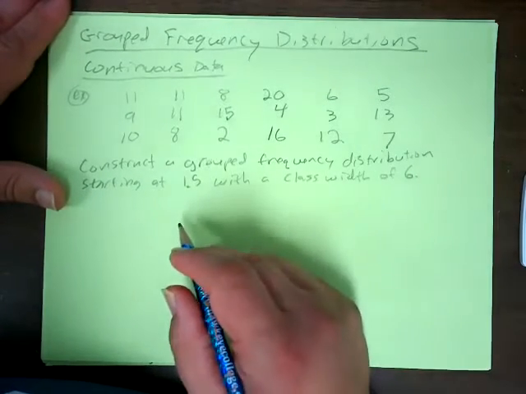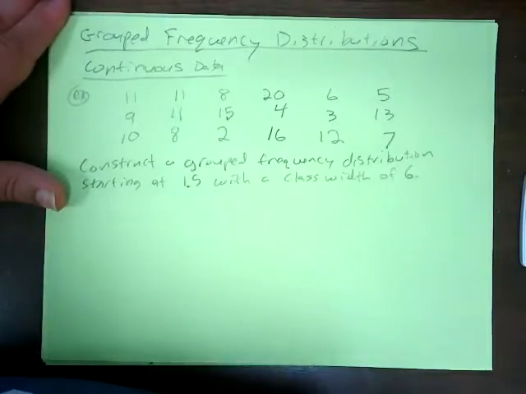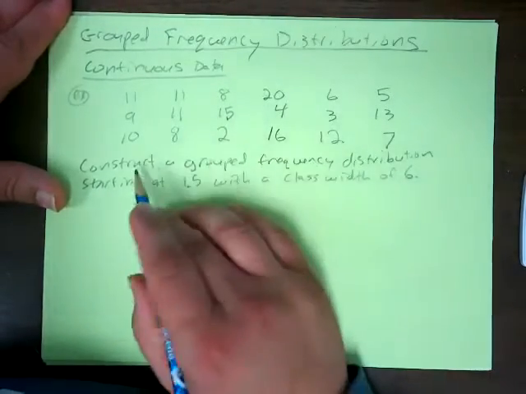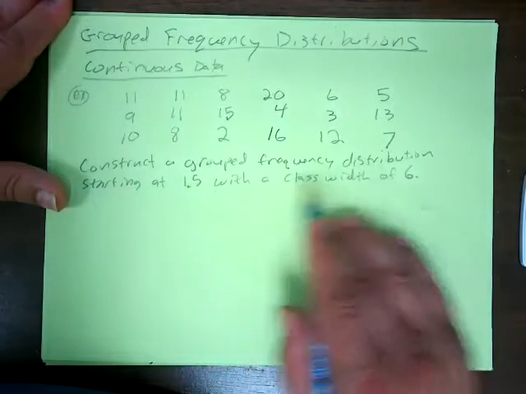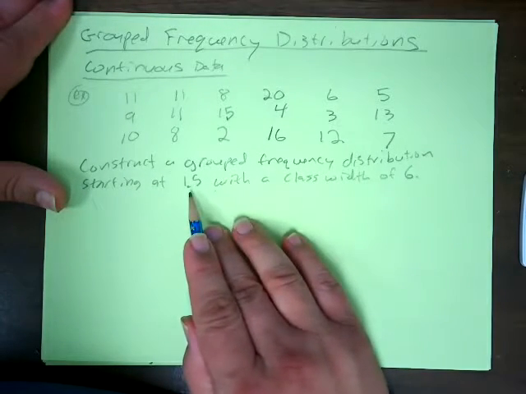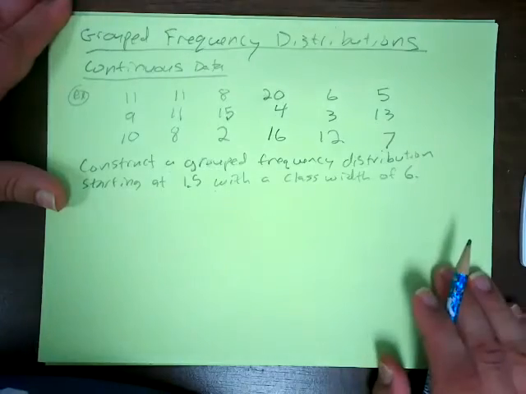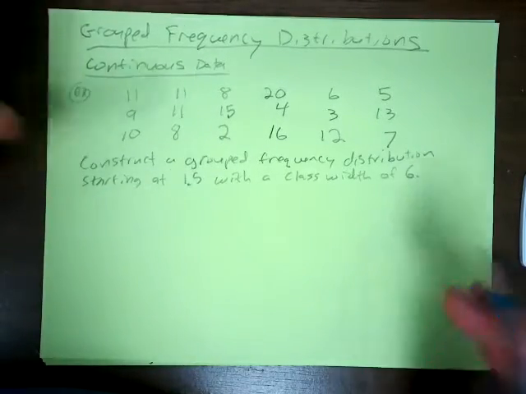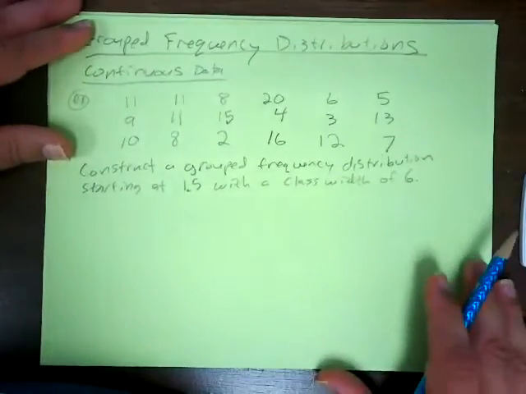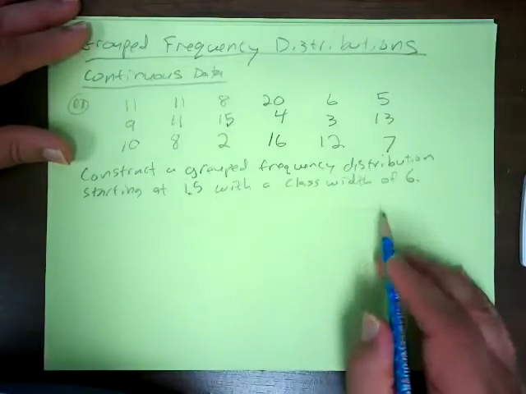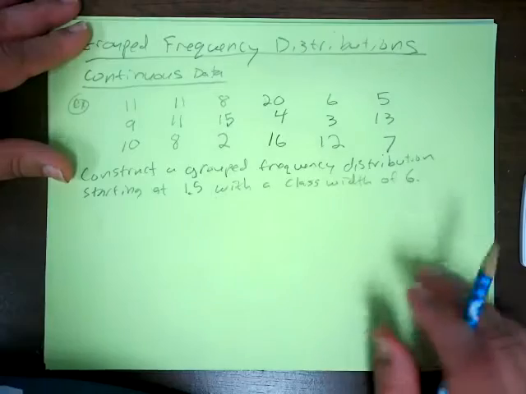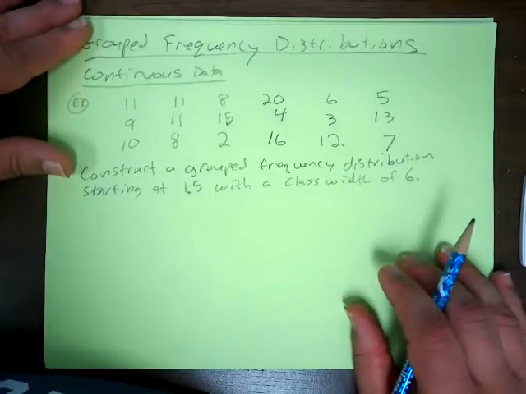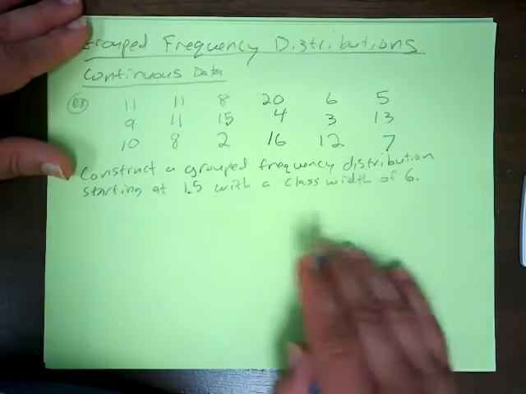You will have each value belonging in one and only one class. So as far as the homework is concerned, it says construct a grouped frequency distribution starting at 1.5 with a class width of 6. Now, of course, in real life, you're not given these numbers, but on the homework, they do give you these two numbers. And from that, you should be able to get a particular distribution.